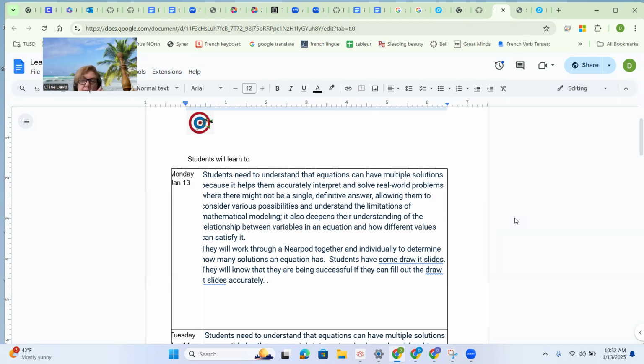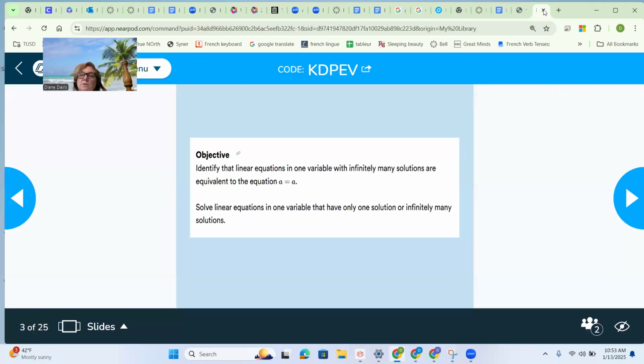You're going to work through a Nearpod together and individually to determine how many solutions an equation has. Students have some draw it slides. They will know they are being successful if they can fill out the draw it slides accurately, and also if you can communicate and chat in the discussion and learn the correct answers. Okay. All right. So next slide says identify the linear equations in one variable with infinitely many solutions.